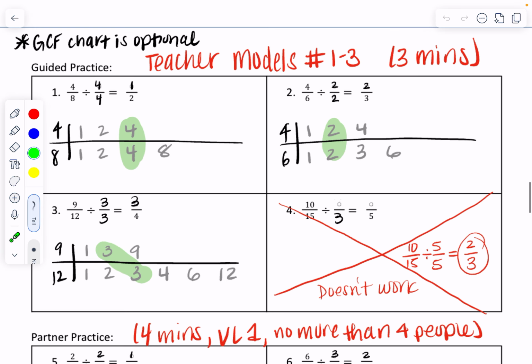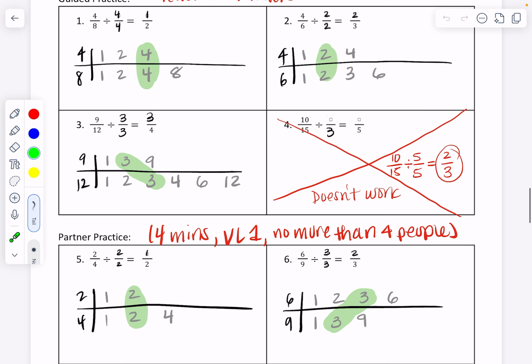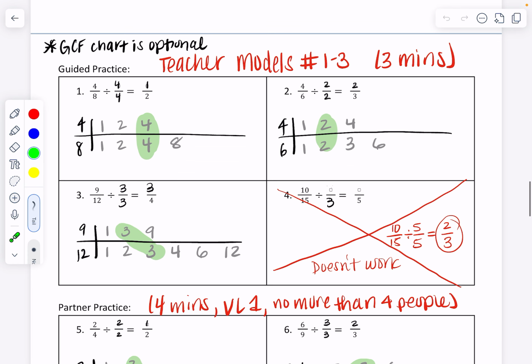Okay, so you are going to model for them questions 1 through 3. I would say you can do a mix of I do and we do. Definitely the first one you want to do an I do. Maybe the second and third one you want to do a we do before launching them into their partner practice. I would say no more than 4 people. We do not want them to be confused or super chatty. We want to make sure that we're stamping the skill.